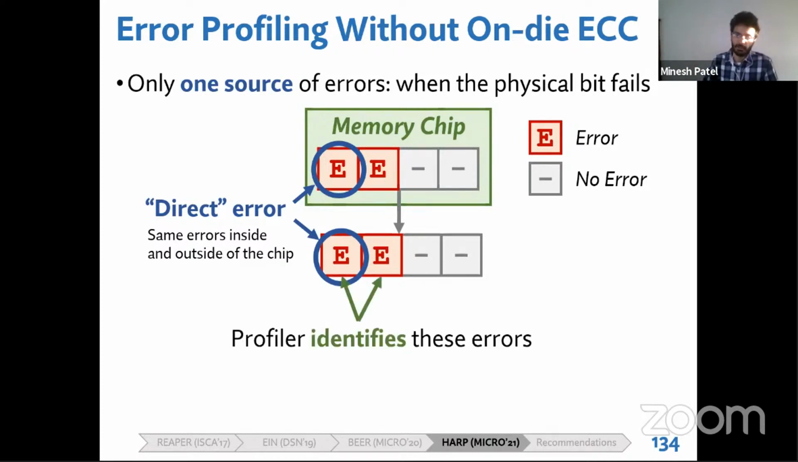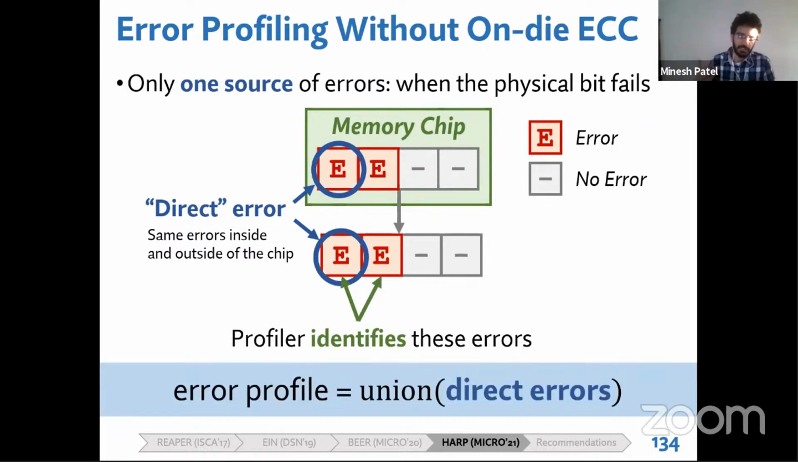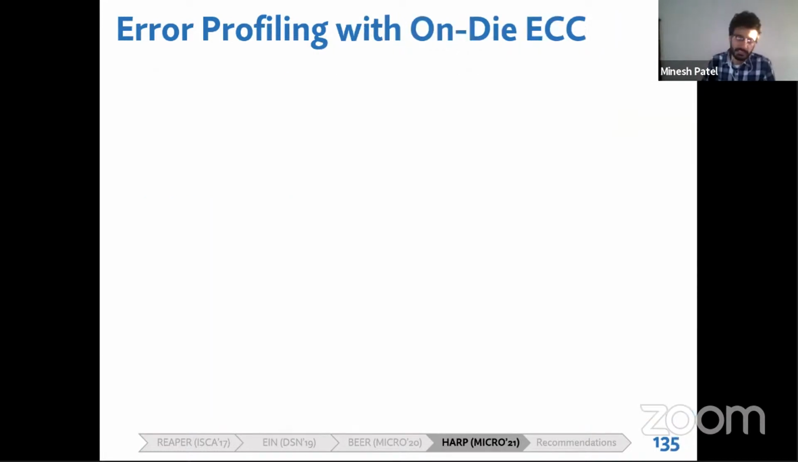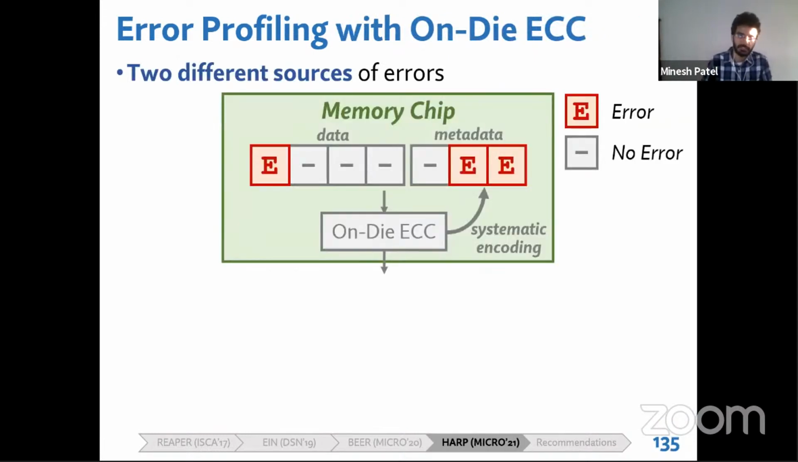In this case, the profiler observes two errors and identifies both of these to be at risk. Therefore, the error profile is calculated simply as the union of all observed direct errors. However, with on.ECC, there are now two different sources of errors. Here we illustrate the on.ECC process inside the memory chip.